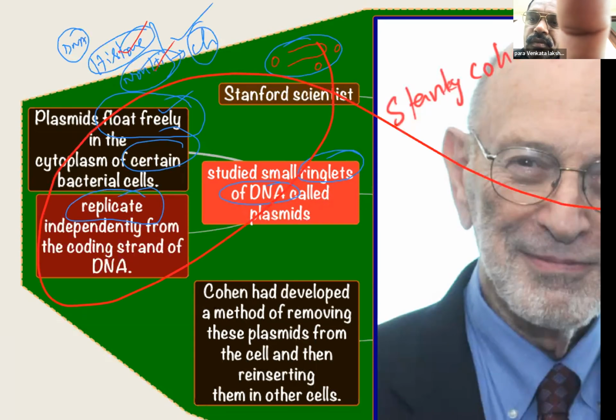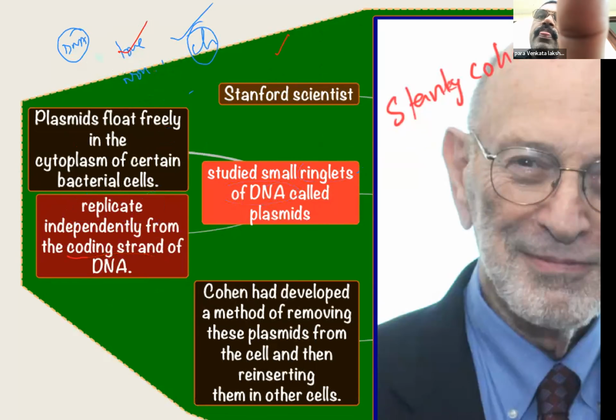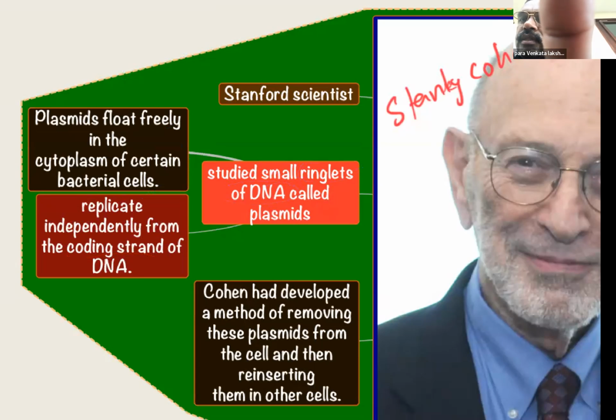Don't draw anything, please. Then this particular DNA can replicate on its own, independently. Here is the coding strand of DNA. This is the chromosome, and apart from this, the plasmid can replicate freely. So these are the points you need to remember about the plasmid. So who is the hero who worked on this? Stanley Cohen. So we need to highlight Stanley Cohen, a Stanford University scientist who worked on these plasmids.